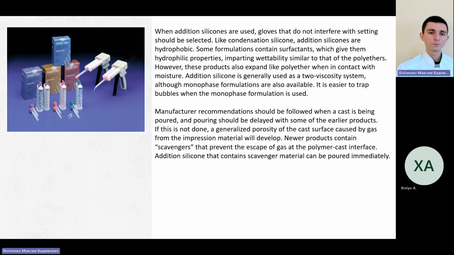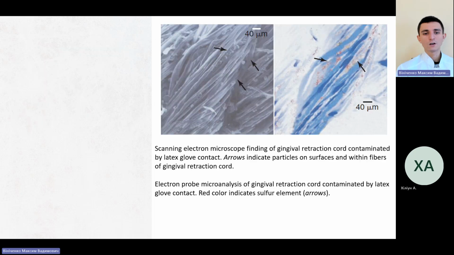Manufacturer recommendations should be followed when a cast is being poured, and pouring should be delayed with some of the earlier products. If this is not done, a generalized porosity of the cast surface caused by gas from the impression material will develop. Newer products contain scavengers that prevent the escape of gas at the polymer-cast interface. Addition silicone that contains scavenger material can be poured immediately.